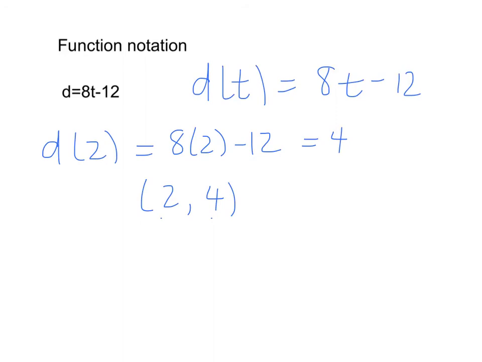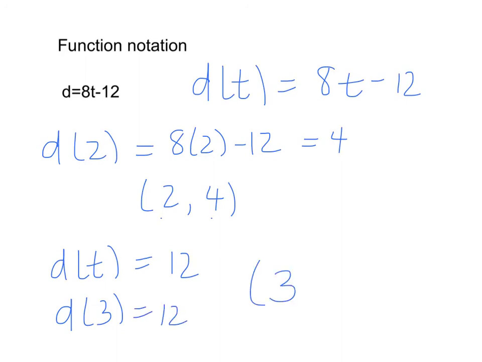All right, let's say we don't know what went into the dog, but we know that 12 came out. So then we have to go back to our original function and ask, what would t be equal to, so that 8t minus 12 equals 12? In this case, t would be equal to 3. So if we put 3 into the function, we get 12 out, and we write that as a coordinate. Our input is 3, and our output is 12.